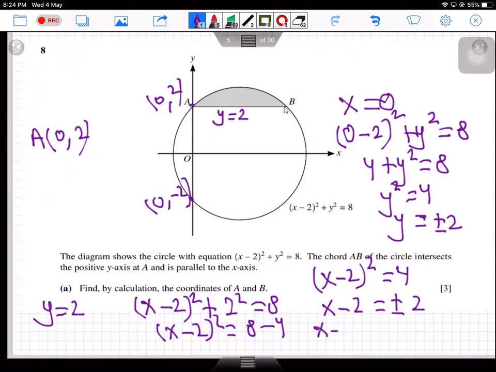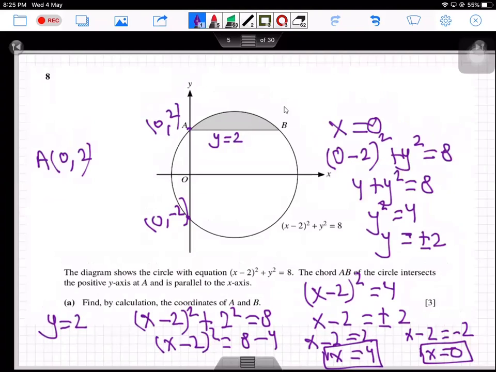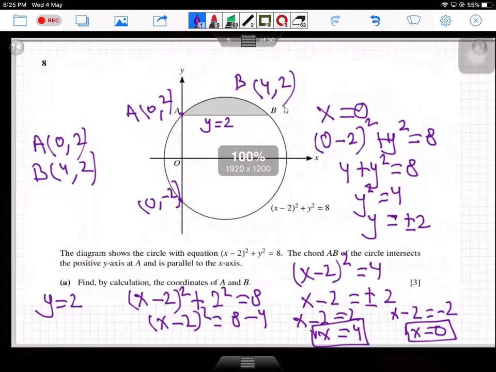When x minus 2 is equal to 2, therefore x is equal to 4. And when x minus 2 equals minus 2, x would be equal to 0. So therefore, the x coordinate of point B will be 4, and hence B will have the coordinates (4, 2). This is B and this is A. This is your question number 8, part A, for 3 marks.